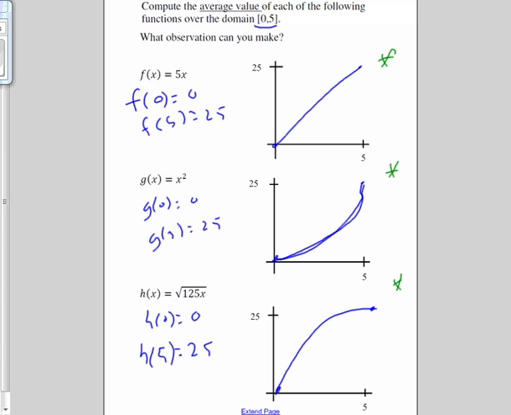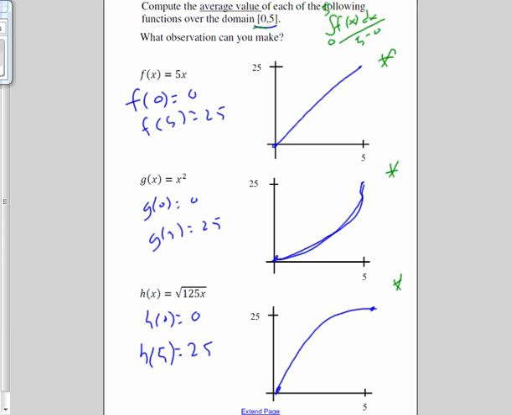And so we know that the average value is the integral from, well, since we're going from 0 to 5, from 0 to 5 of my function f of x dx, all over 5 minus 0. So that's the total area divided by the x value.